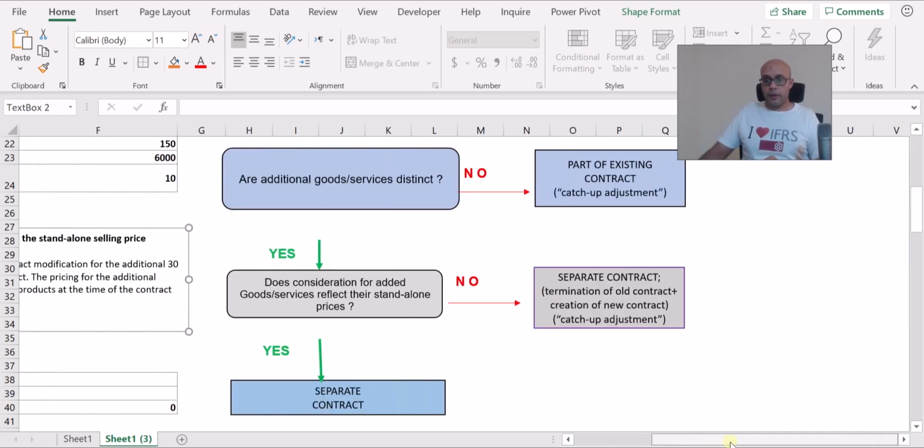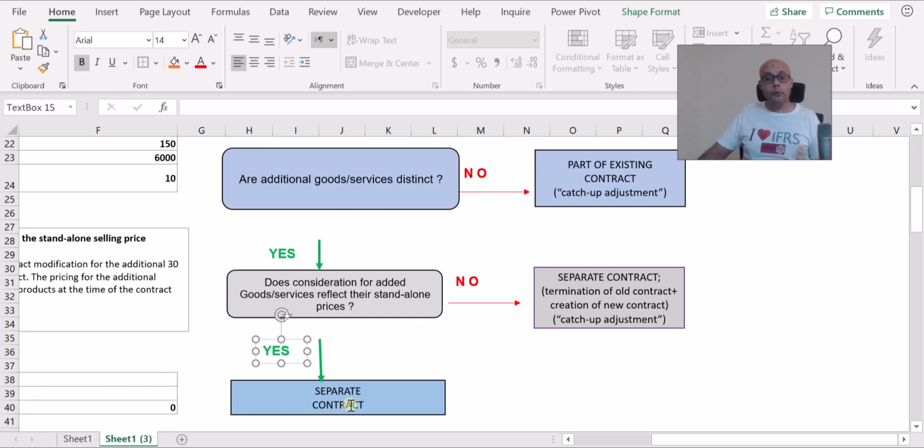Let's review the map. The first question: are these additional goods and services distinct? As per the case, yes, they are distinct, because there is no customization. The second question that we need to ask: does the consideration and the price for these additional goods and services reflect their standalone selling price as of today? And as per the case, $95 is the current selling price as of today in the market. So the answer for this question is yes. So we have two questions and the answer for both is yes. So we don't have any complications.